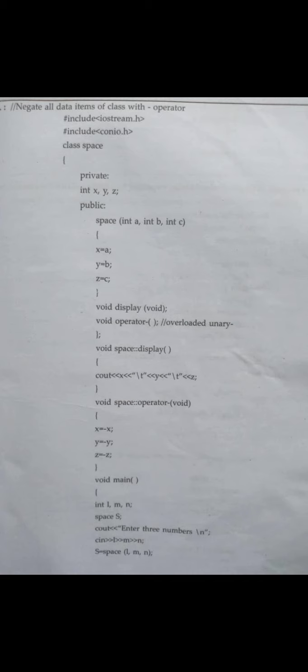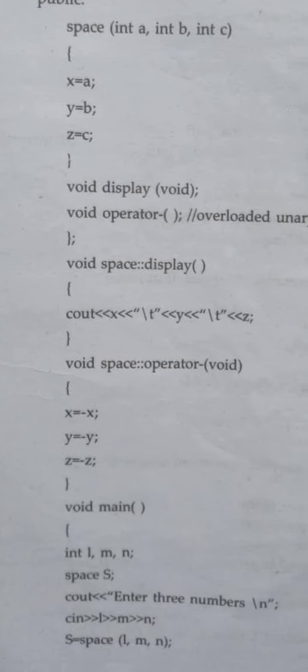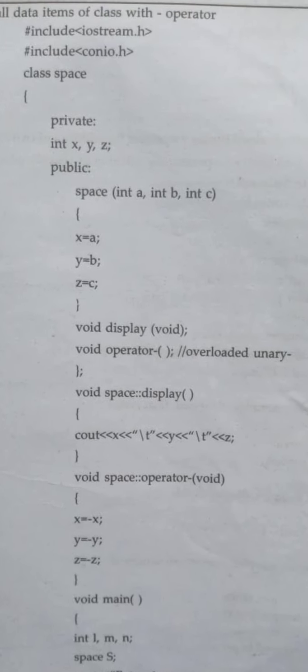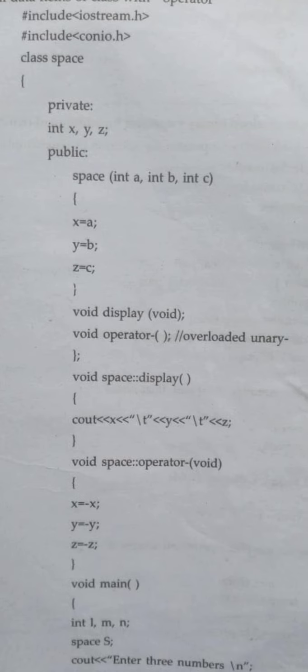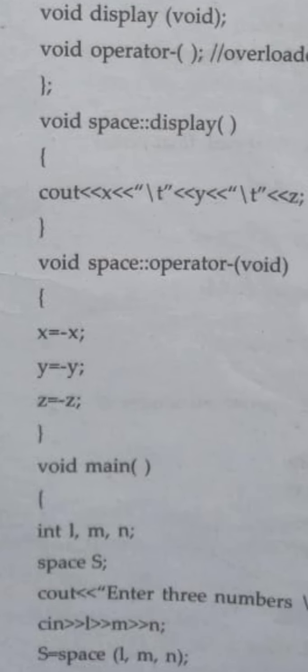So clearly look at this constructor Space in the public area of this class Space. Next, two functions: void display(void), which displays the values of x, y, and z, is defined outside the class using the scope resolution operator: void Space::display(), cout x, y, and z. And the third function in the public area is void operator-(), which is the operator function used to overload that minus operator so that it will change the sign of the integers introduced in that class.